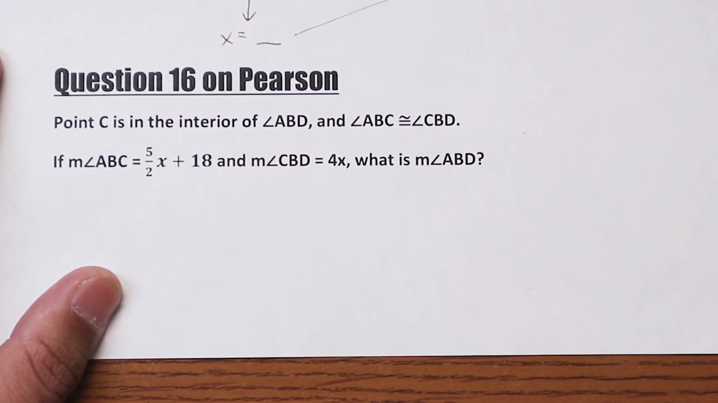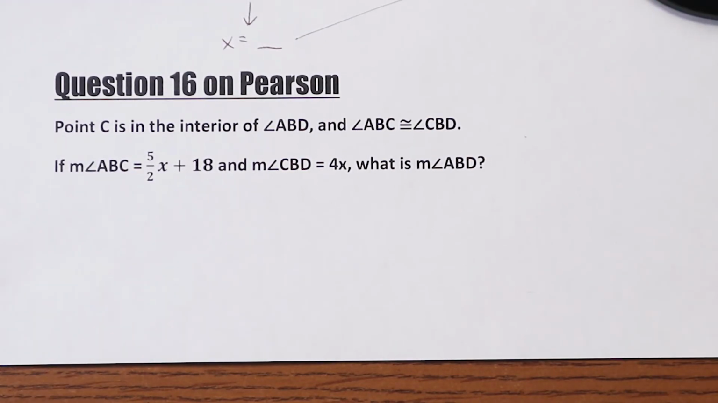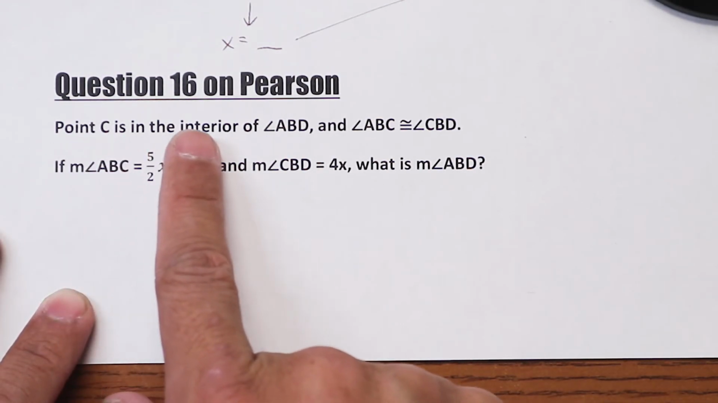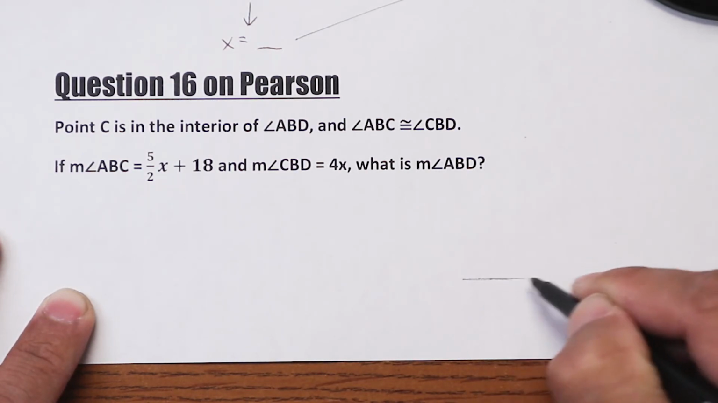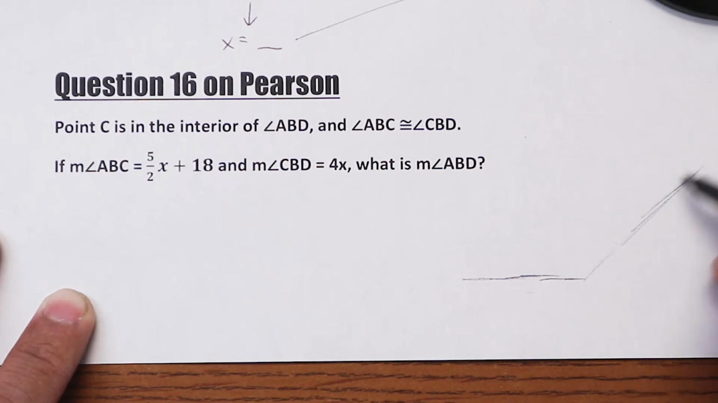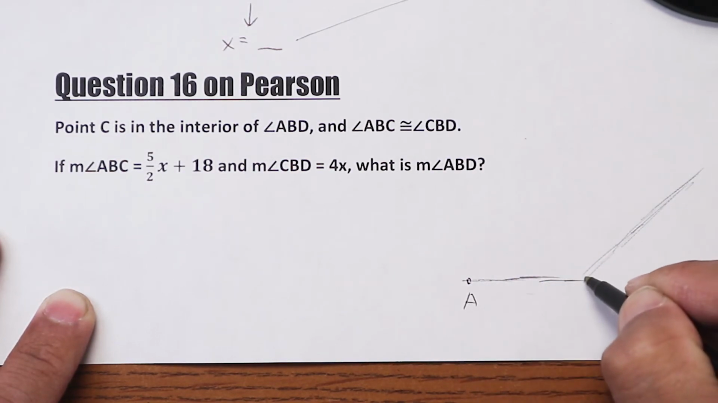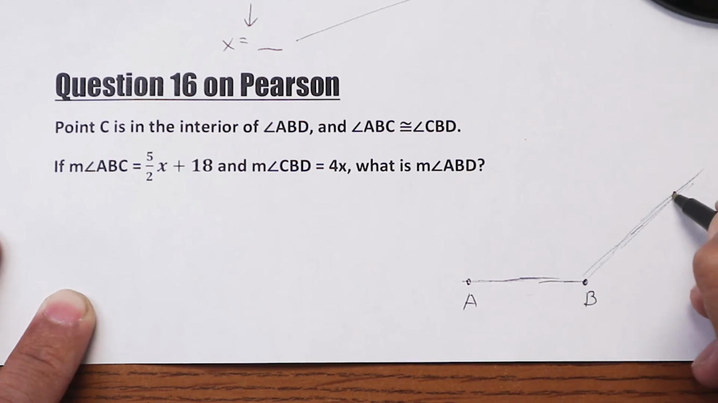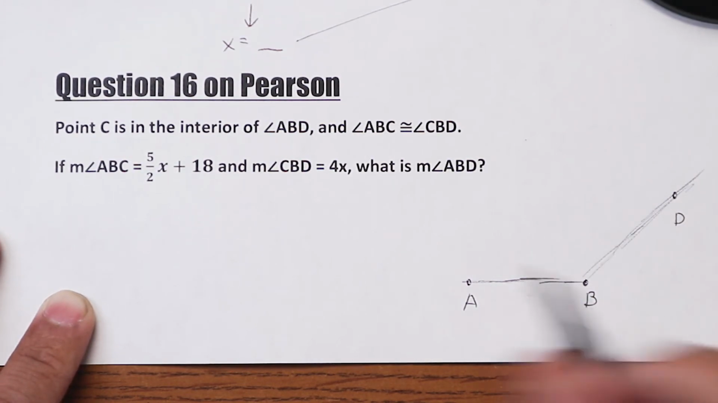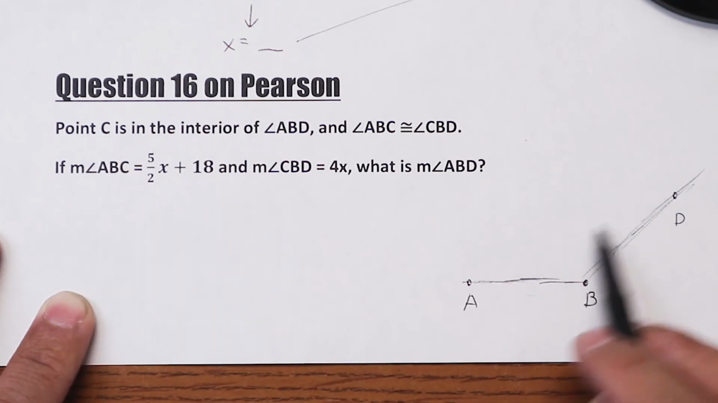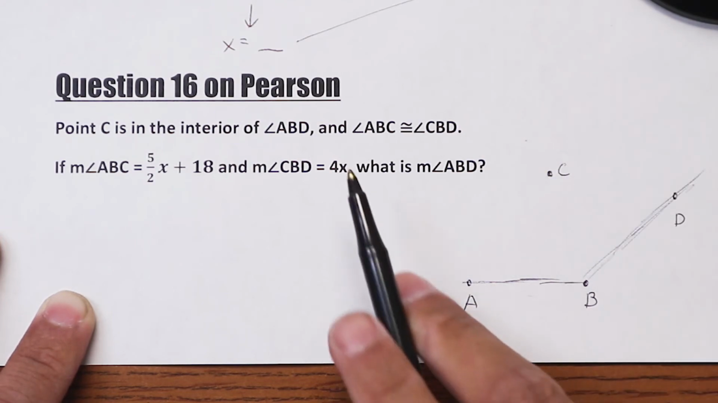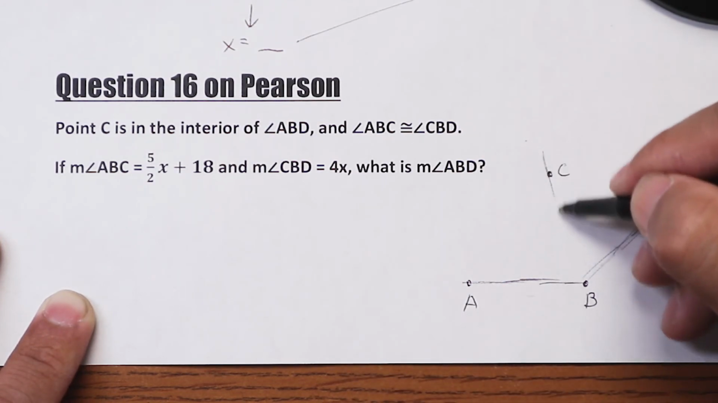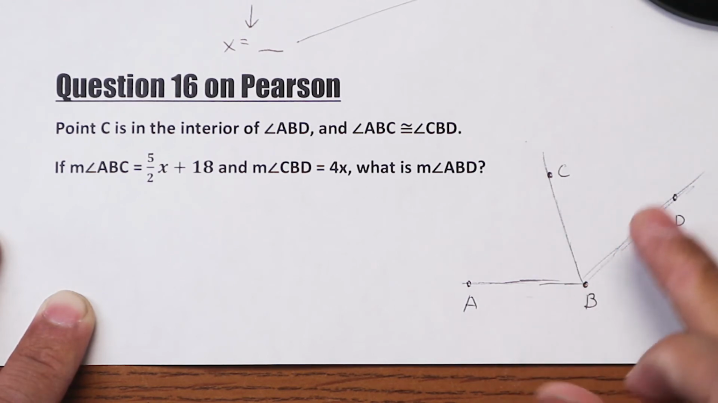Well, lastly, on question number 16, this one does not have a diagram. We have to create that on our own. So let's actually do that. So it says point C is in the interior of ABD. So let's actually draw a random angle. Okay, so let's say this is A, this is B, and this is D, and it says point C is in the interior. That means it's right in the middle. So let's say C is here. This is point C, and it says that ABC is same as CBD.